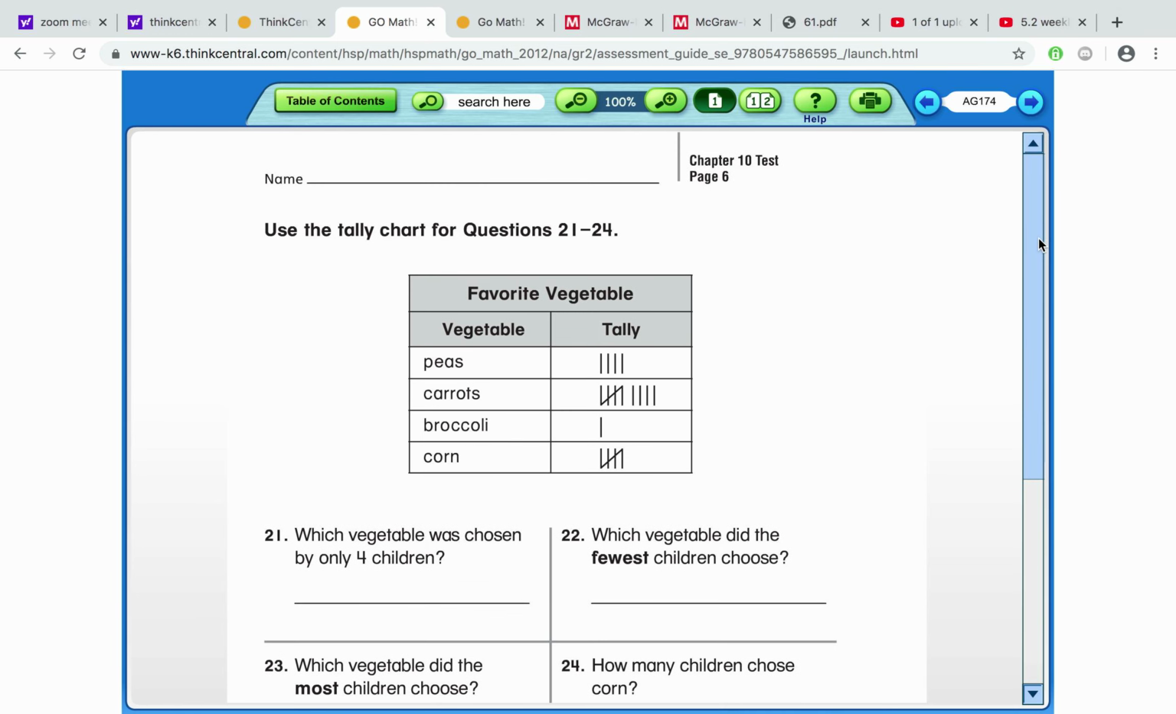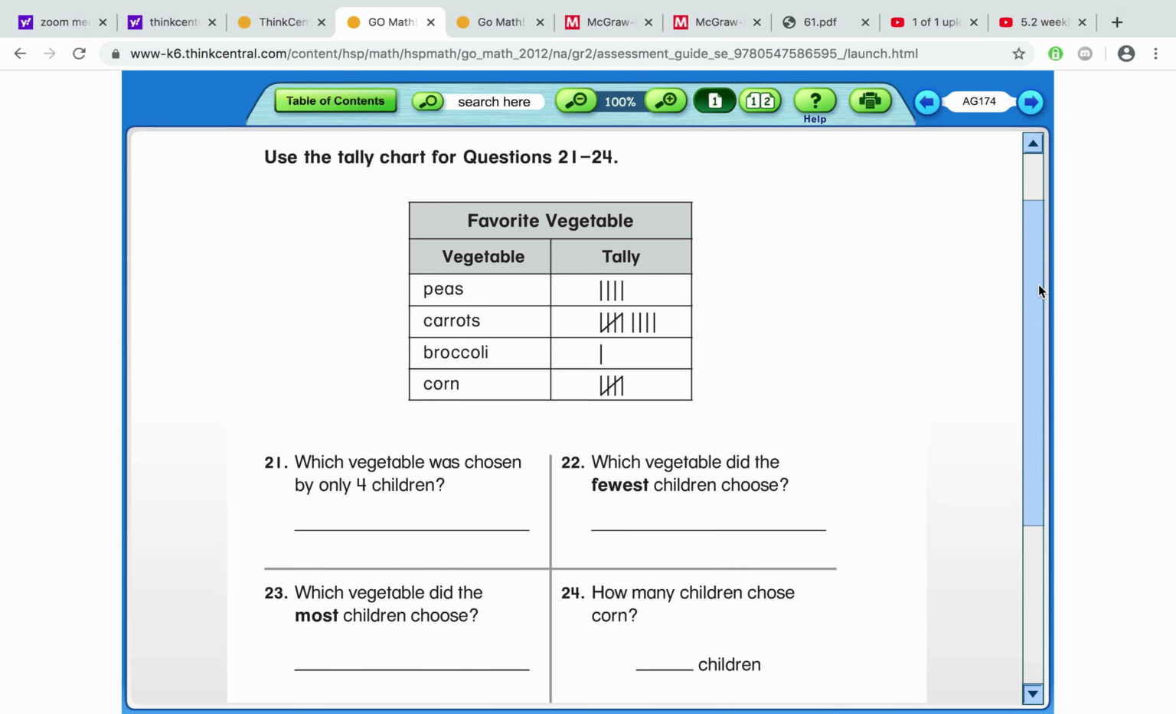And here is the tally chart for the last few questions. These are about favorite vegetables. You guys know I'm not much of a vegetable eater. I hope you guys are. It's very good for you.